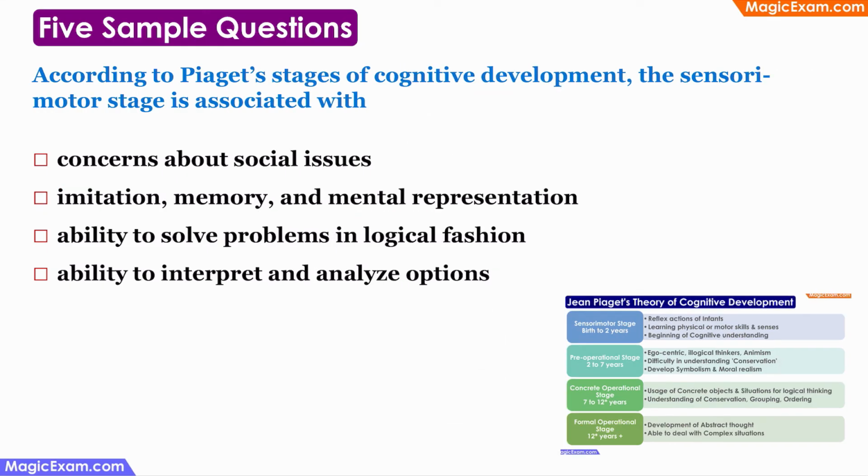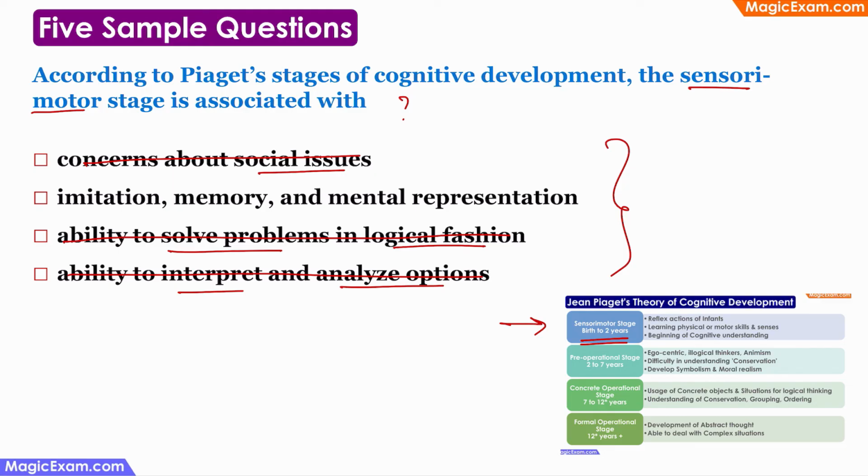According to Piaget's stages of cognitive development, the sensorimotor stage is associated with which of the following? Now, the sensorimotor stage is the first stage, which is from 0 to 2 years. At this stage, are children thinking about social issues? No. Do children have the ability to solve problems in a logical fashion? No. And do children have the ability to interpret and analyze options? No, because we are talking about a child who is less than 2 years old. Therefore, the correct answer here is the simplest among the 4 options.